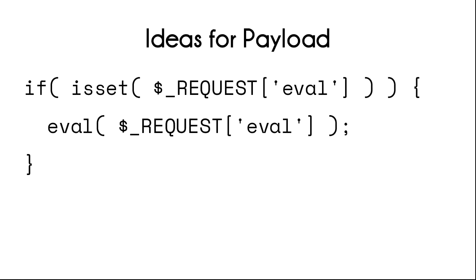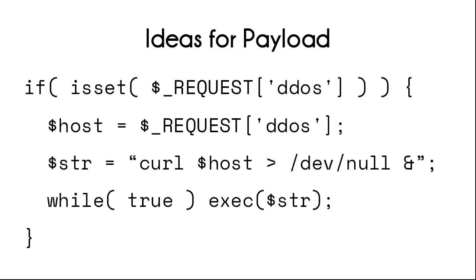Now, a lot of people will probably have eval disabled, and unless there's a really good reason to have it enabled, you probably should. So what other kind of payload ideas could we have? We can pass in a DDoS, and then we can have a whole swarm of computers grabbing an IP address and just making requests to it in order to take it down.